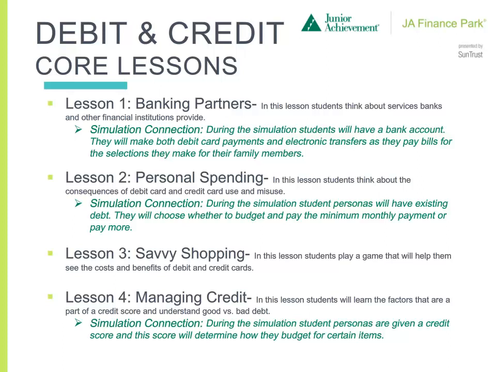In Lesson 3, students play the Savvy Shopper game to learn the costs and benefits of debit and credit. Students will have to keep track of their own spending and shopping. For Lesson 4, students will learn the factors that are part of a credit score and understand good versus bad debt. Students will play the credit score game to reinforce key terms and concepts. The simulation connection here is that student personas again are given a credit score that affects their approval of loans and what they can budget for on certain line items such as transportation and housing.